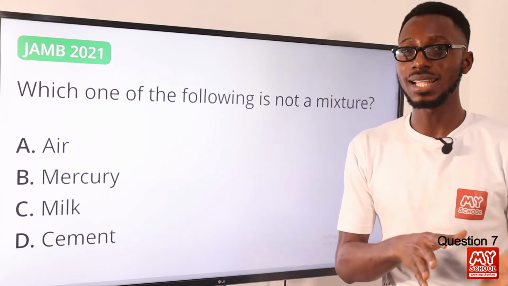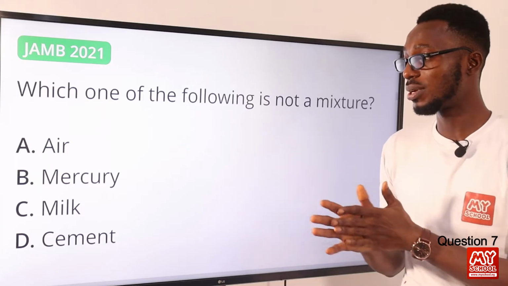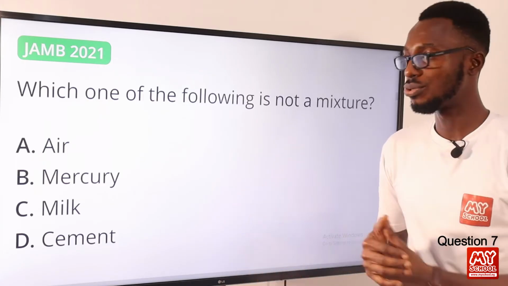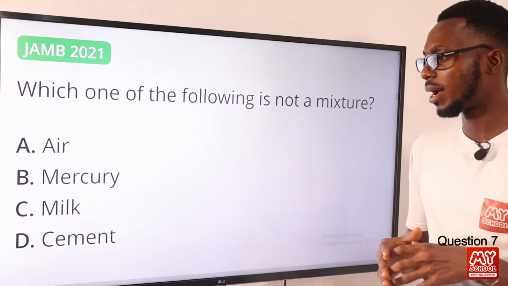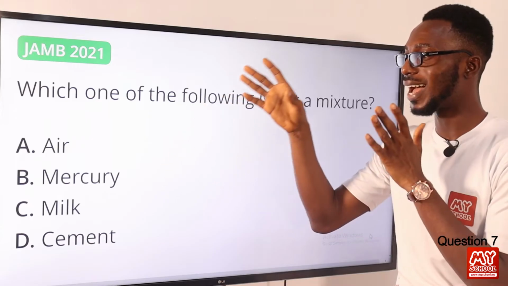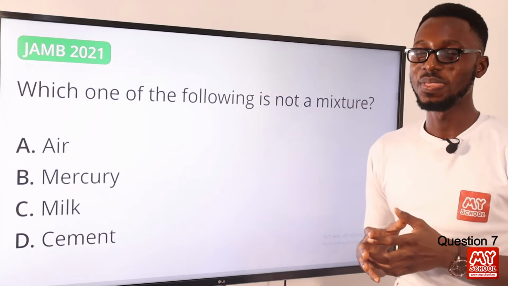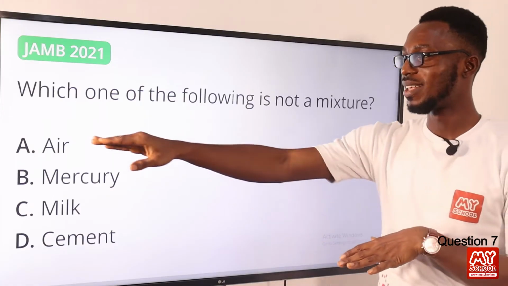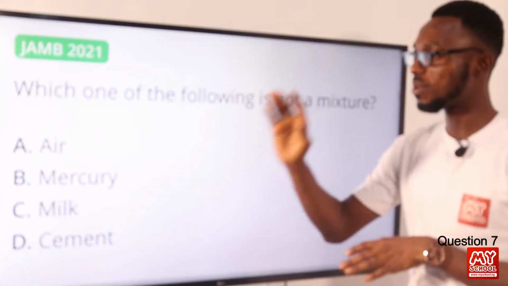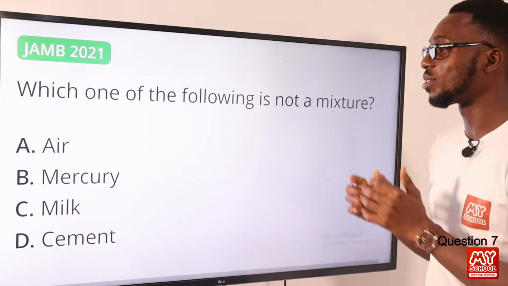Air is a mixture of gases. Milk, of course, is a mixture. Cement is a mixture that even involves limestone. You know that very well. You can also talk about calcium aluminate. All right, so mercury is an element. It's actually a metal. So the correct option here is option B, mercury. Mercury is not a mixture.